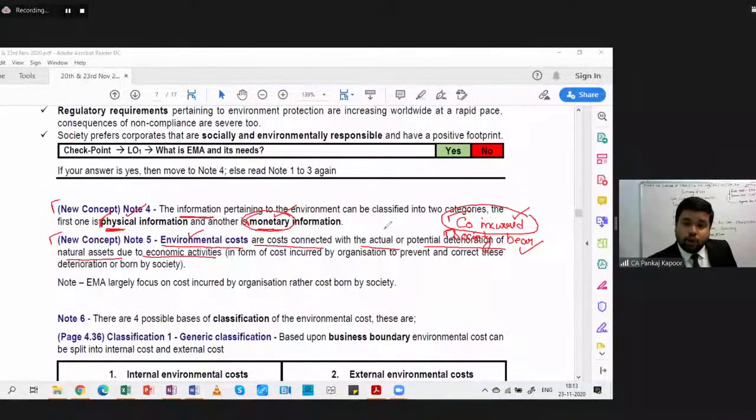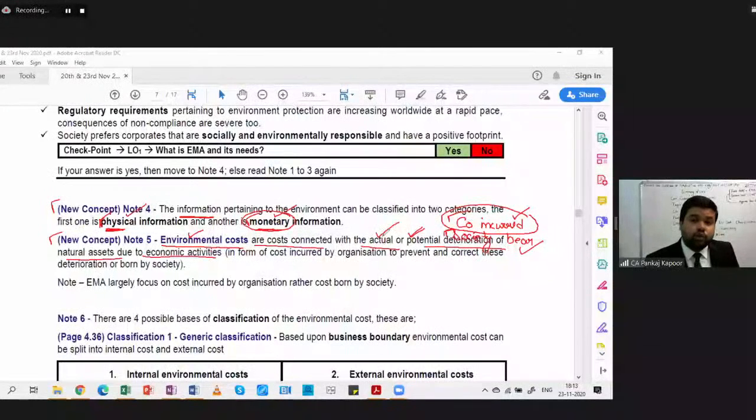It is possible you actually pollute. It is possible that there is a scope of pollution. Actually, you are not polluting. You are throwing some bio waste outside the factory, which is not degradable in nature. It may generate pollution and may not generate pollution. So, environment cost is the cost which is connected with the actual or potential deterioration.